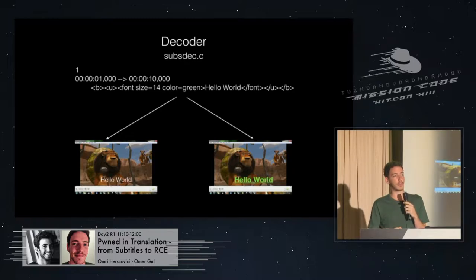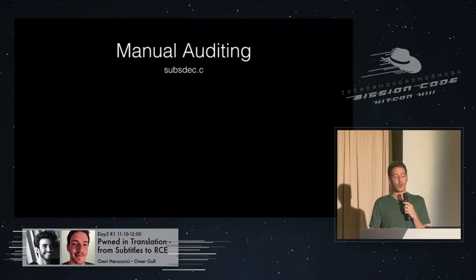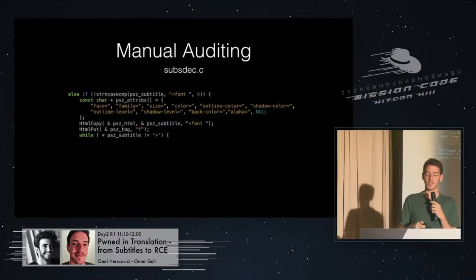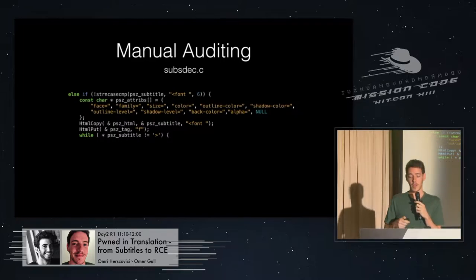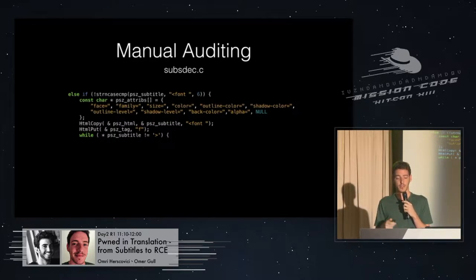So going over the VLC subtitle-related code, we immediately noticed a lot of parsing is being done using raw pointers instead of just the built-in string functions. And this is generally a bad idea. Let's see an example of it.